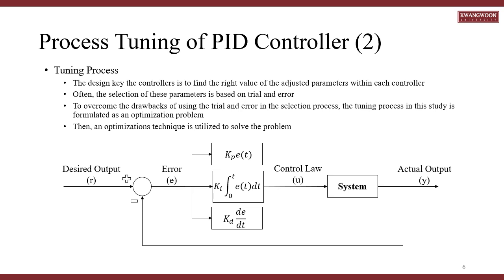Now, how does the tuning process work? The key of the control design is to find the right value of the adjusted parameter within each controller. As you can see, there are three control parts in PID: proportional, integral, and derivative control. The selection of these parameters is usually based on trial and error. That becomes a problem because it takes a long time and we don't know the resulting performance. Using PSO will be helpful for the user or other designers, because it can reduce the solving time and also improve the performance.